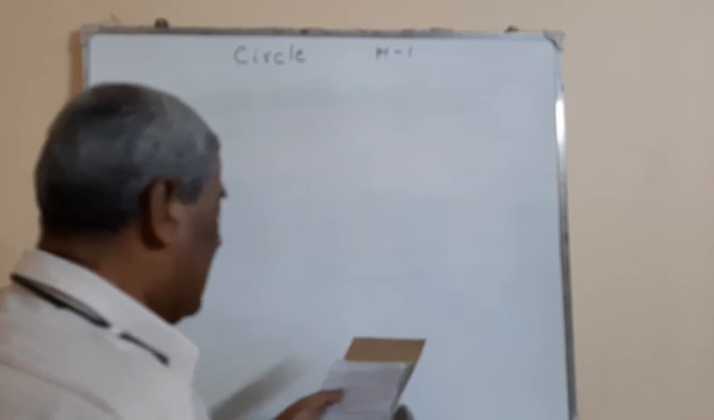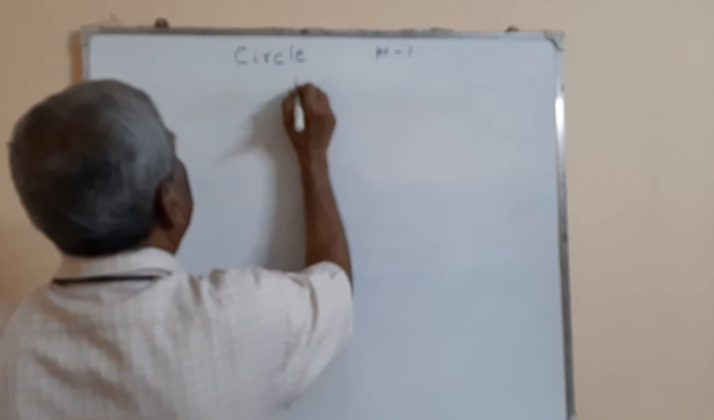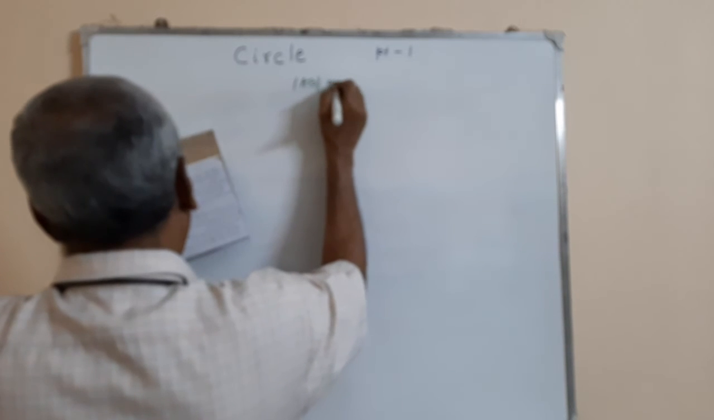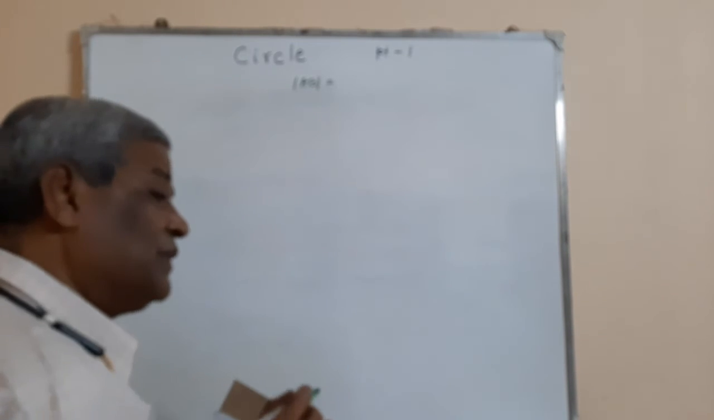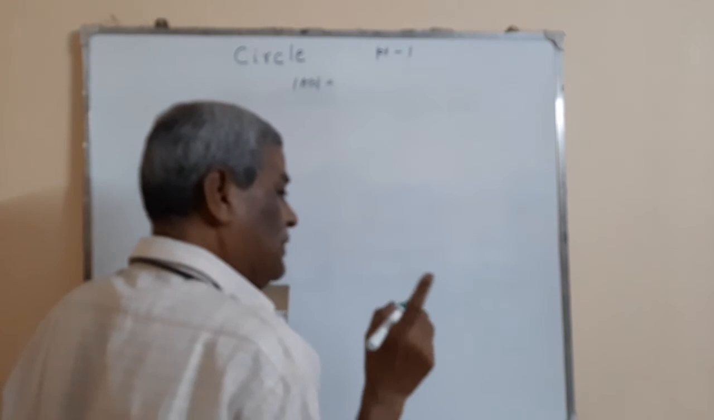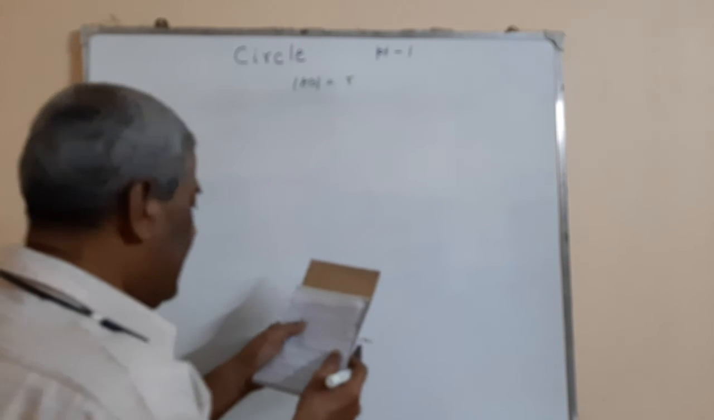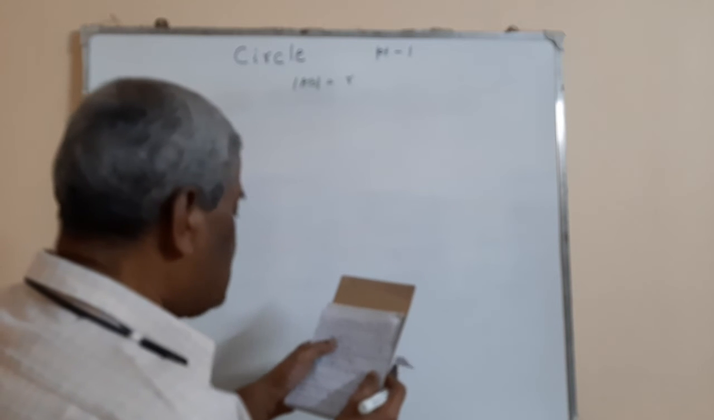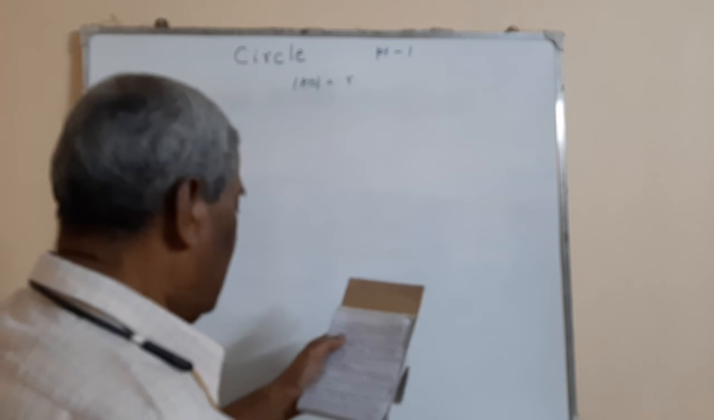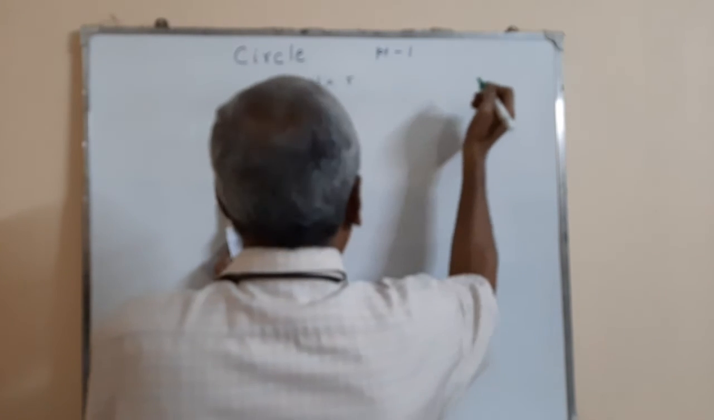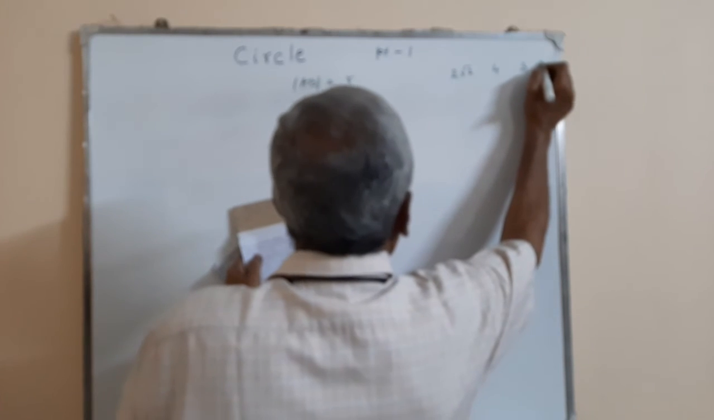A circle passes through 2 points A and B. If AB is half of the diameter of the circle, and half of the diameter means radius, so AB is R, and its distance from the center is √6, then the radius of the circle is, options: 2 √2, 4, 3 and 3 √2.